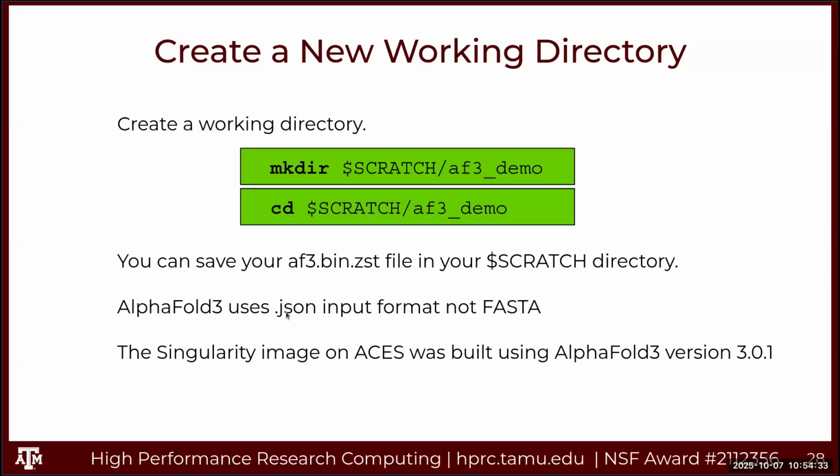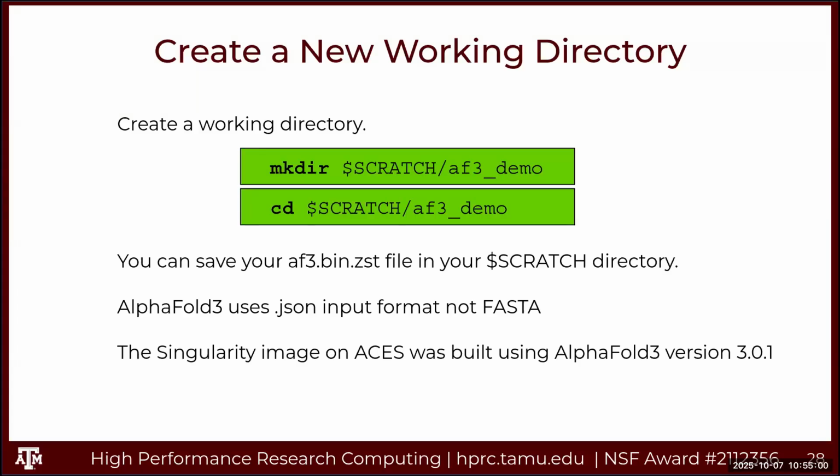So AlphaFold 3 uses a different type of input format. It's called JSON, and it's not the regular FASTA input. JSON has other information you can add, like for protein interactions or ligand interactions. You add those in that file, so you have more than just the FASTA sequence.